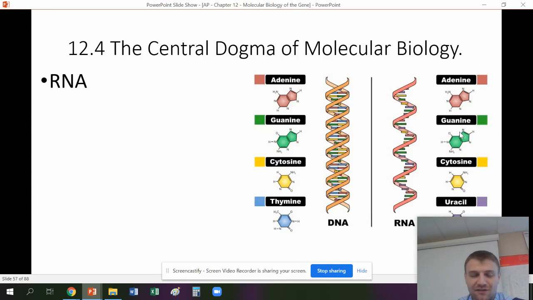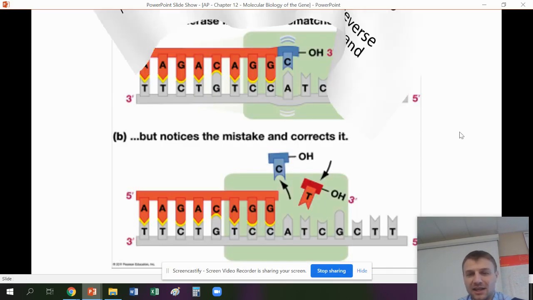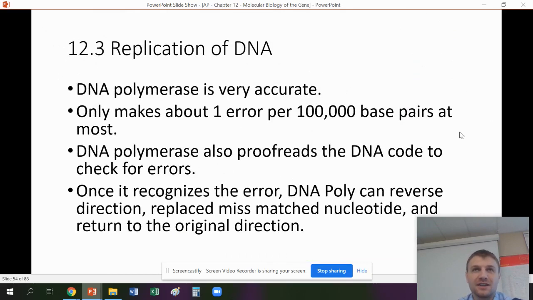All right, we're not going to go any further than this. Again, this is going to end the replication part of the central dogma. We're going to get to the actual central dogma tomorrow in class.